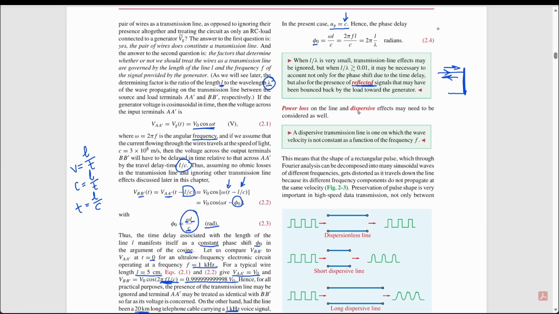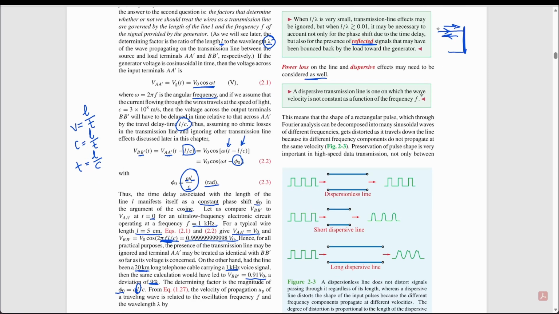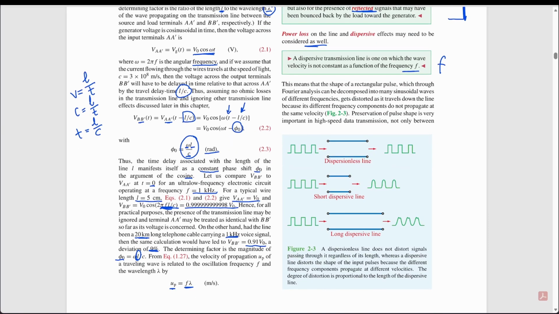Power loss on the line and dispersive effects may need to be considered as well. A dispersive transmission line is one on which the wave velocity is not constant as a function of the frequency f. So for different frequencies, the velocity is different. Some waves will reach the end fast and some slowly, so the wave at the end will look very different, depending on how dispersive the line is. This means that the shape of a rectangular pulse, which through Fourier analysis can be decomposed into many sinusoidal waves of different frequencies, gets distorted as it travels down the line because its different frequency components do not propagate at the same velocity.